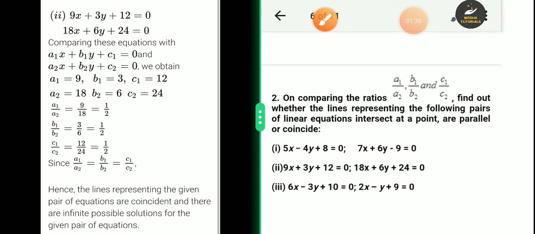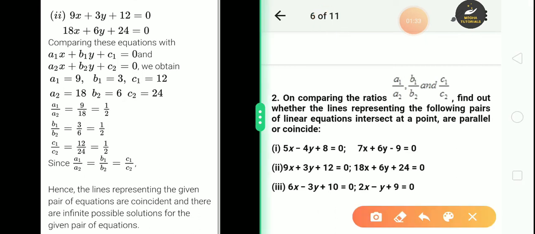Question 2. Equations are 9x plus 3y plus 12 is equal to 0 and 18x plus 6y plus 24 is equal to 0. Compare these equations with the standard equation so that for equation 1 we can write a1 is equal to 9, b1 is equal to 3 and c1 is equal to 12. For equation 2 we can write a2 is equal to 18, b2 is equal to 6 and c2 is equal to 24. Now compare the ratios.